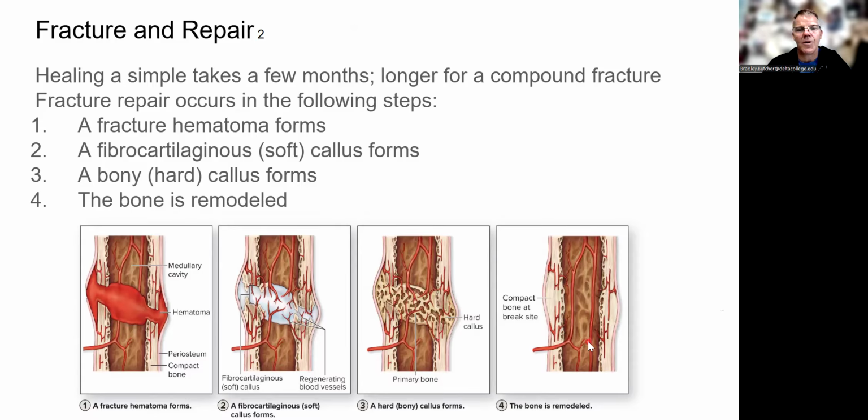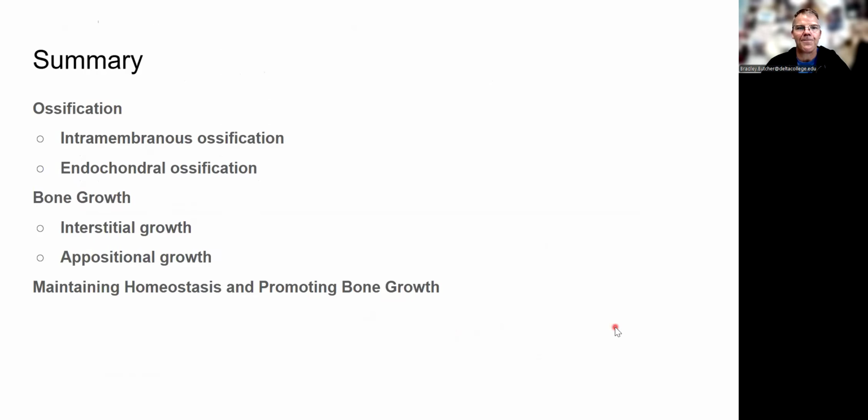And it's actually one of the most amazing things about being a human or being an animal, that our tissues can heal themselves. It's pretty amazing.